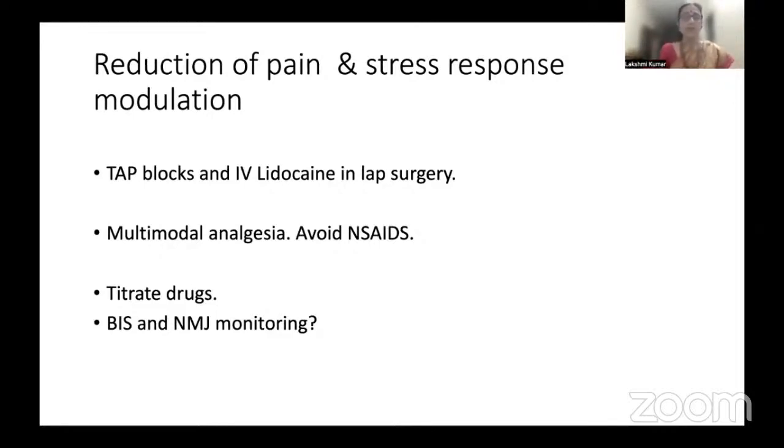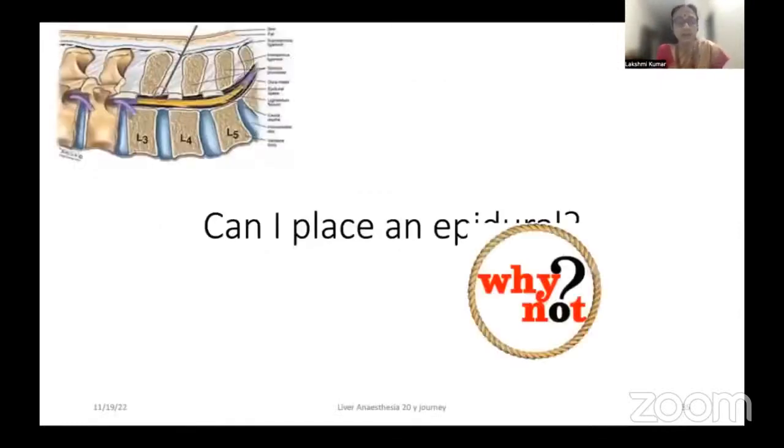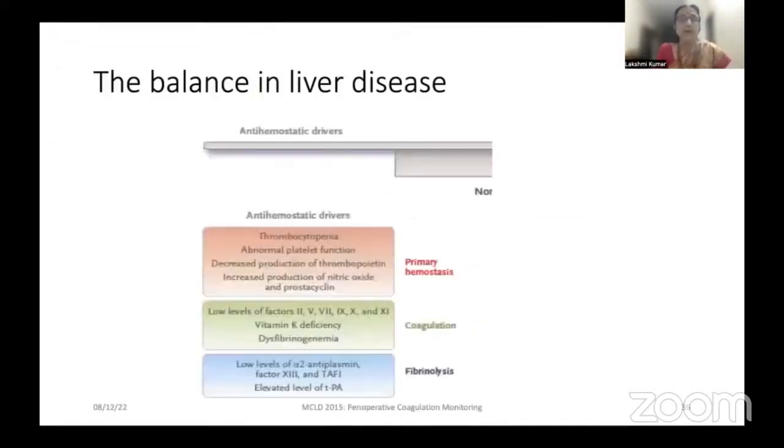So what do you do then for pain? You can use alternative transverse abdominal plane blocks. IV lidocaine is used by some. I'm not very happy with this for abdominal surgery. You must avoid NSAIDs for the risk of renal dysfunction. Always titrate drugs when you use them, because cirrhotics are supposed to have a lesser tolerance to inhalational agents, and neuromuscular monitoring and BIS can be used, right?